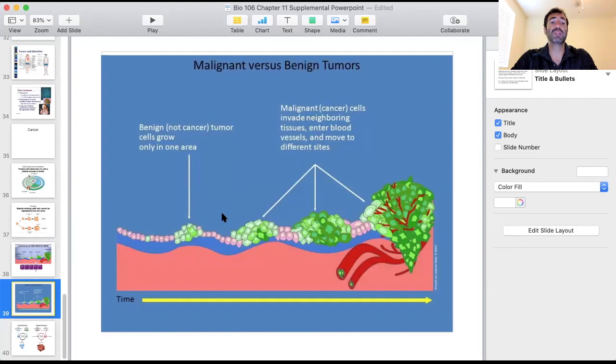So malignant, they are misshapen. They divide well before they're ready to, and they actually can branch off or break off and colonize other parts of the body. Meanwhile, benign, they do resemble the tissue in question, and they also grow very slowly.